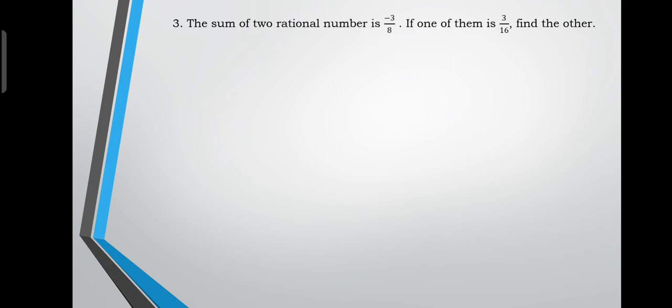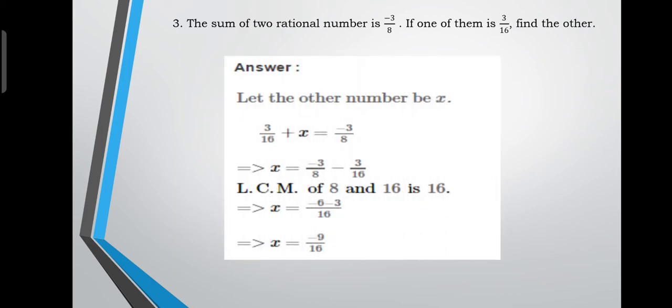Okay, let me show you another example. The sum of two rational numbers is minus 3 by 8. If one of them is 3 by 16, find the other. So they are asking: if we are adding two rational numbers, the answer will be minus 3 by 8. If one rational number is 3 by 16, what about the other? They are asking for the other rational number. Now let me show you the solution.